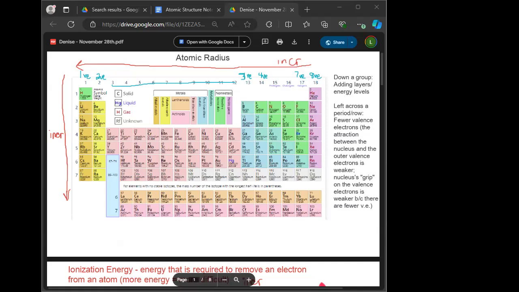And the atomic radius, we need to know that it increases going down and to the left. So basically, the atomic radius increases going down the column, or in other words, down the group.